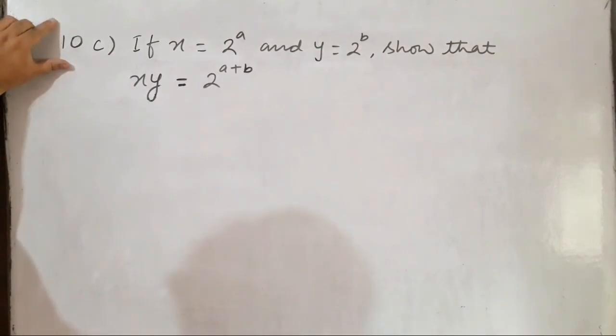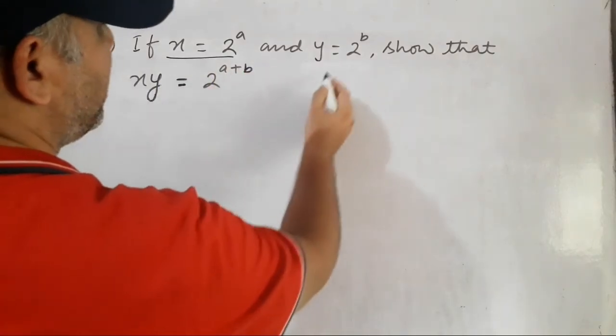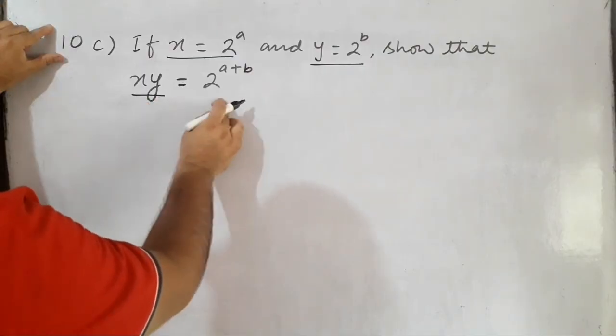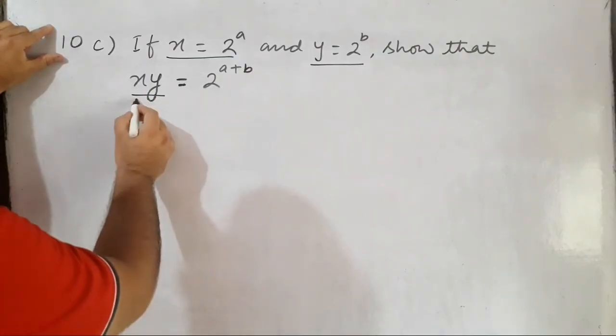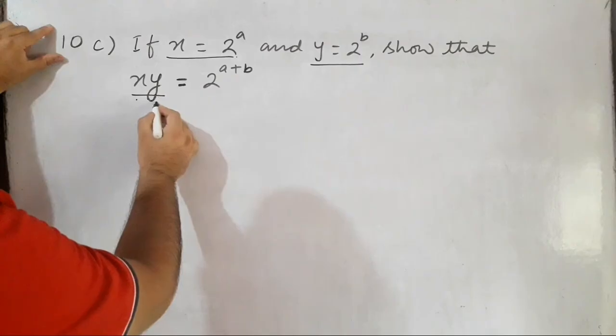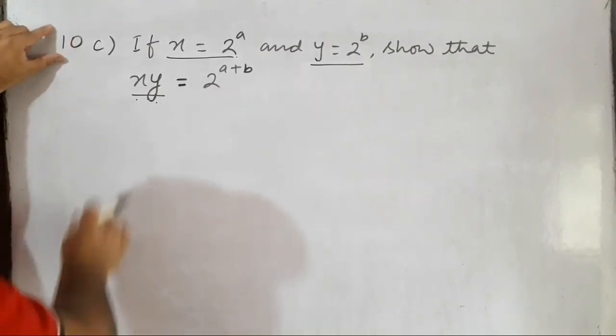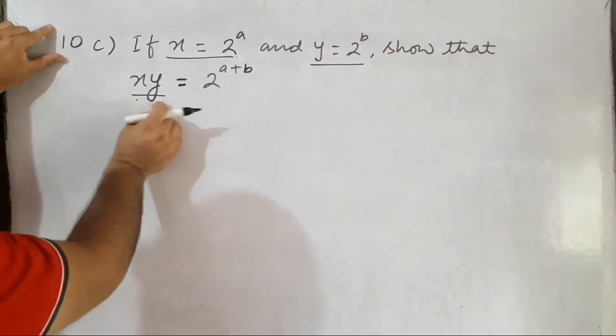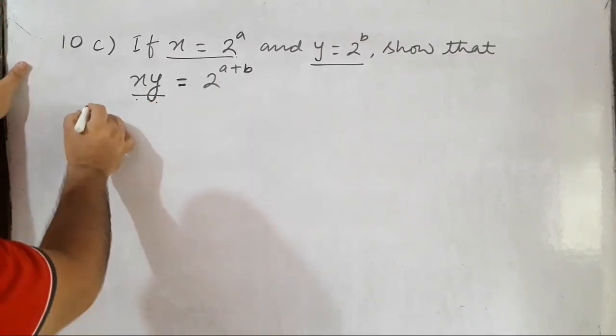Question number 10c. If x equal to 2 power a and y equal to 2 power b, then we have to show that x into y equal to 2 power a plus b. The value of x is given 2 power a, the value of y is given 2 power b. Then by putting the value of x and y, we have to show that their product will be equal to 2 power a plus b.